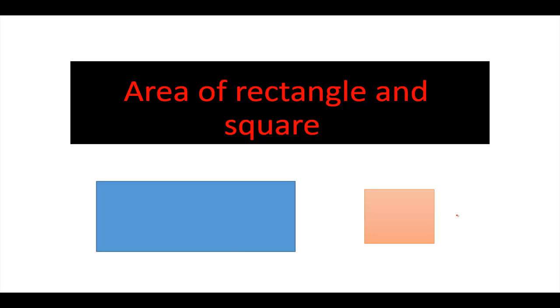We're going to continue our session today about the area of rectangle and square. This figure is called the rectangle, and here is the square. We know the meaning of rectangle and square. In the last session we had the perimeter of rectangle and square, and now we know the meaning of the word perimeter. Perimeter is measuring the side lengths from outside.